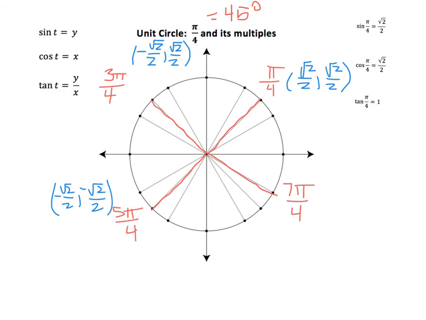And writing down the corresponding point, we've got positive x, so positive square root 2 over 2. Y is negative, so negative square root 2 over 2.